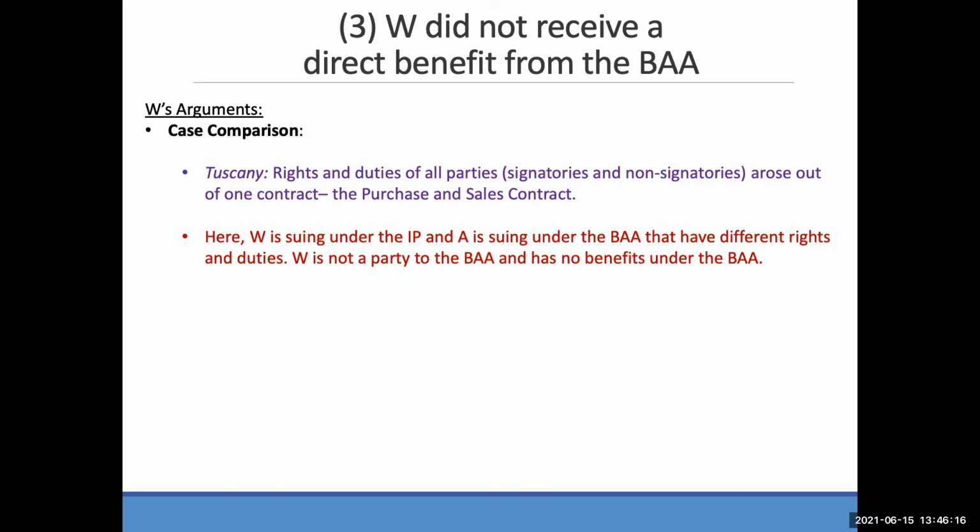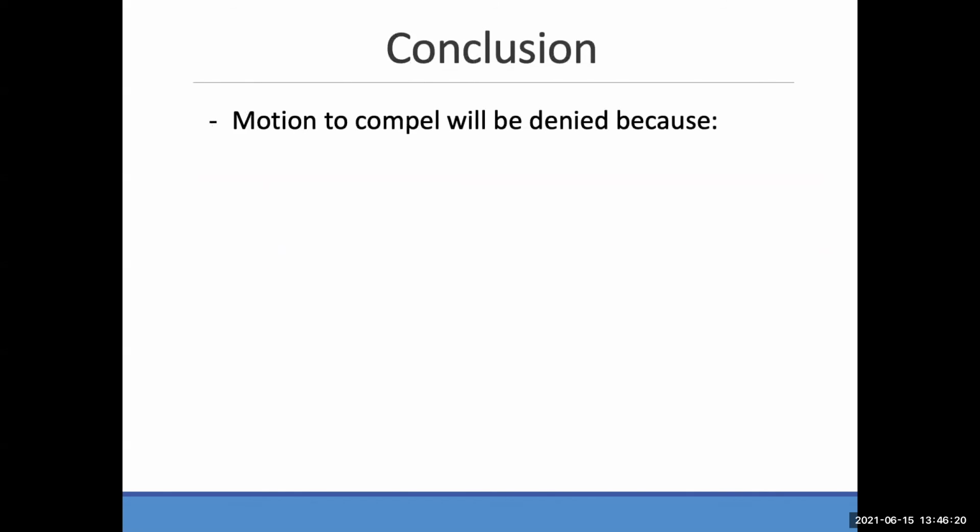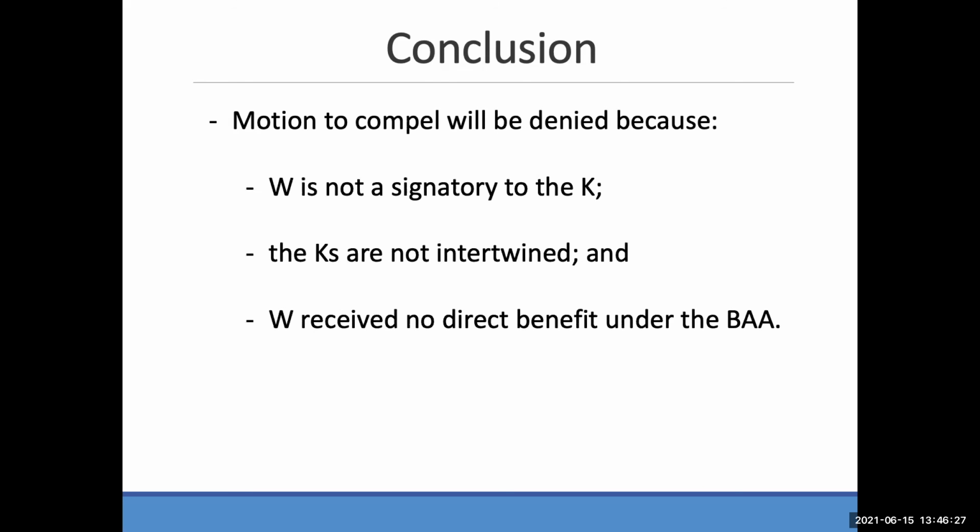Okay. So once you've written these three sections, you have to have a short conclusion just to make your work look complete. And you just put what your main points are. The motion to compel will be denied because W is not a signatory, the Ks are not intertwined, and W received no direct benefit under the BAA. You don't have to make the conclusion long. Don't spend a lot of time on it. You don't get a ton of points for it. It just has to be there. Essentially, it's your headings put in paragraph form, and then you move on so you can use that time to do a lot of the case comparisons or analysis.